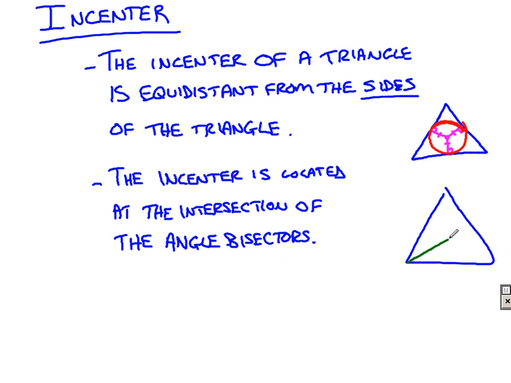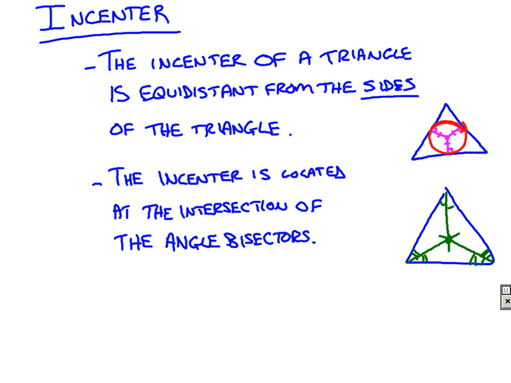So if I were to cut all three of these angles in half, so those are equal, these are equal, and these two are equal, then we're going to have, in the end, one point where they intersect. That point right there is the incenter in this case.